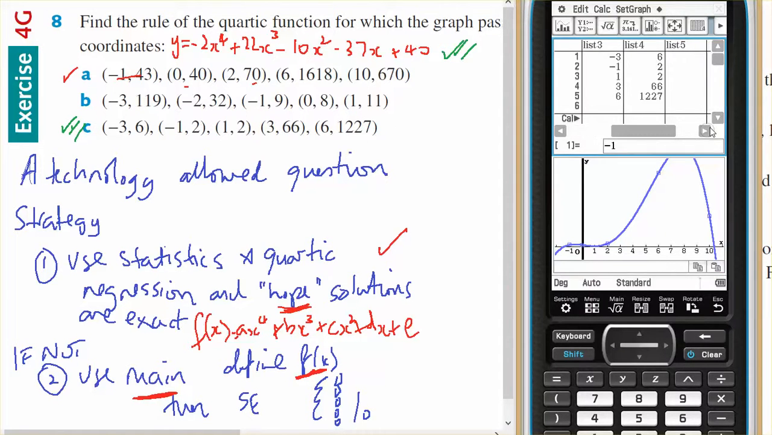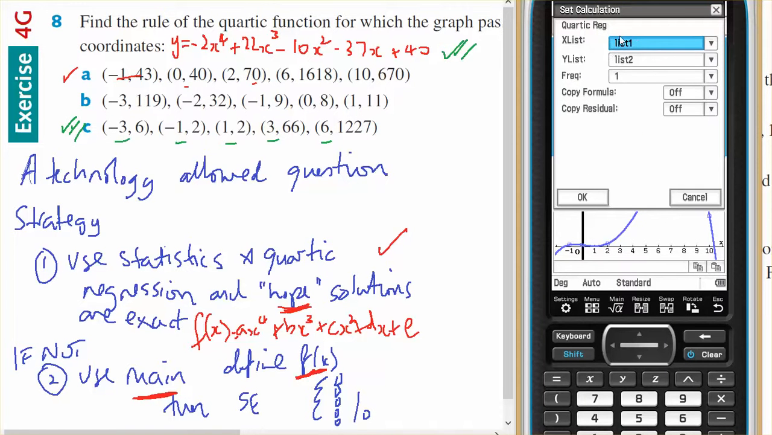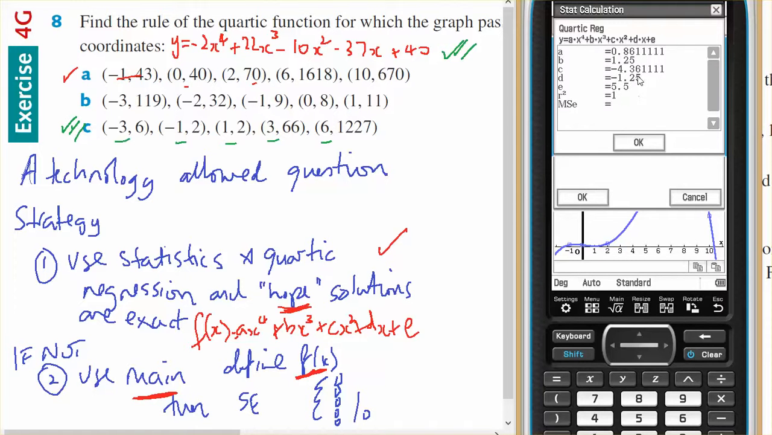Now, you'll notice that over in list 3 and list 4, I've already entered these numbers. In list 3, -3, -1, 1, 3 and 6, and that corresponds to the 5 x coordinates. And in list 4, I've got the 5 y coordinates that match. If I go to Calculate, Regression, Quartic Regression, I actually don't have my x's in list 1. I've got them in list 3, and I have my y's in list 4. So I change those. Okay. And I get these answers.